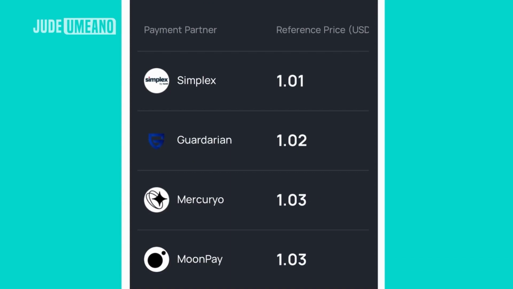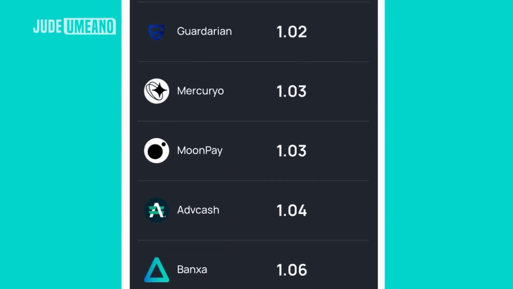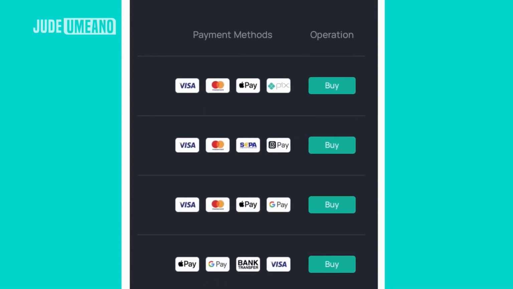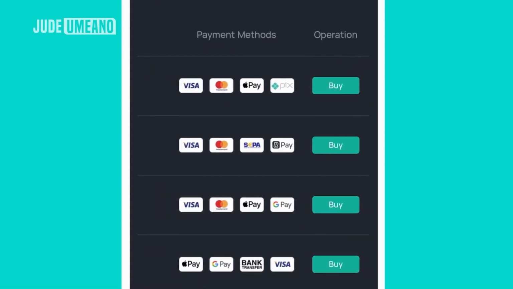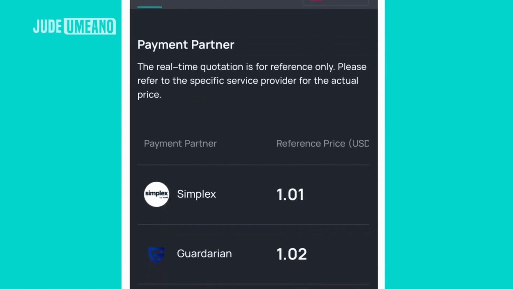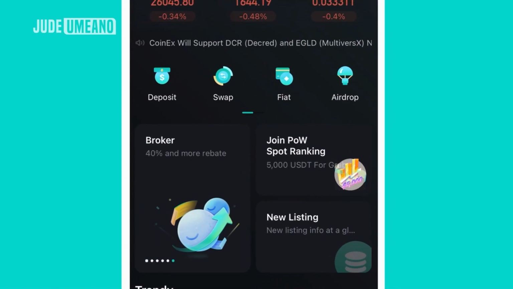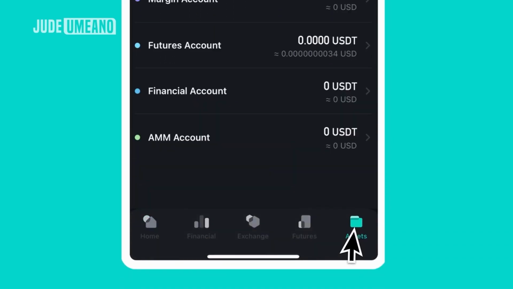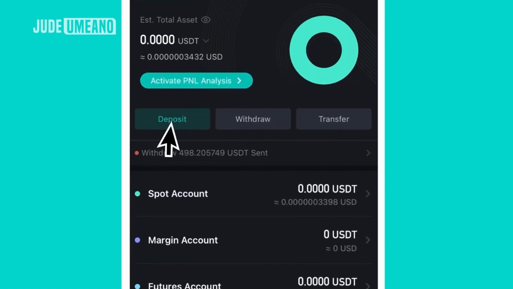These are the payment processors, Simplex, Guardarian, and their rates. You can see that Simplex gives you the best rate here, and you can do that with Visa, MasterCard, Apple Pay, and others. So this is simply that section, but what I want to do is to actually deposit using crypto. So I'll go back to the assets section and click on deposit here.